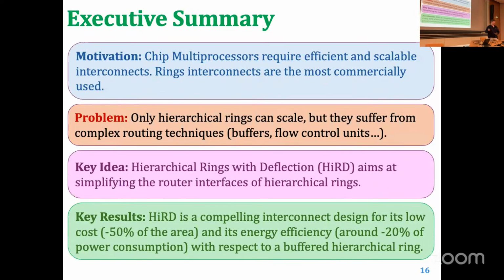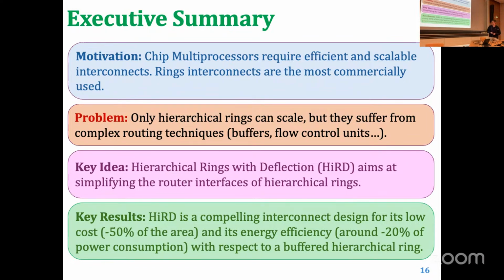So if we want to have a chip multiprocessor, interconnects are important. The problem is that rings don't scale so much, and hierarchical rings have a very complex design. So the key idea is to try to make hierarchical rings easier by using deflection. And this will simplify the interfaces both at the local level and at the inter-ring level.